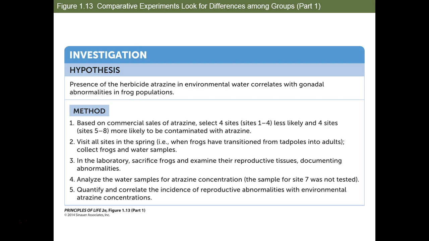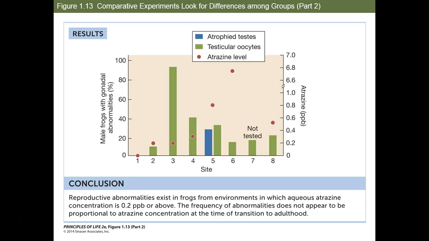The hypothesis for this comparative experiment was the presence of atrazine in the environment, water, and how it correlated with gonad abnormalities in frog populations. Eight lakes were picked and sampled in the spring for frogs, with their reproductive tissues harvested for analysis. Results from this comparative experiment indicated that atrazine levels above 0.2 parts per billion affect male frogs' reproductive organs. This was not done in a controlled environment, but out in natural bodies of water. Note the difference between this comparative experiment and the controlled experiment from earlier.